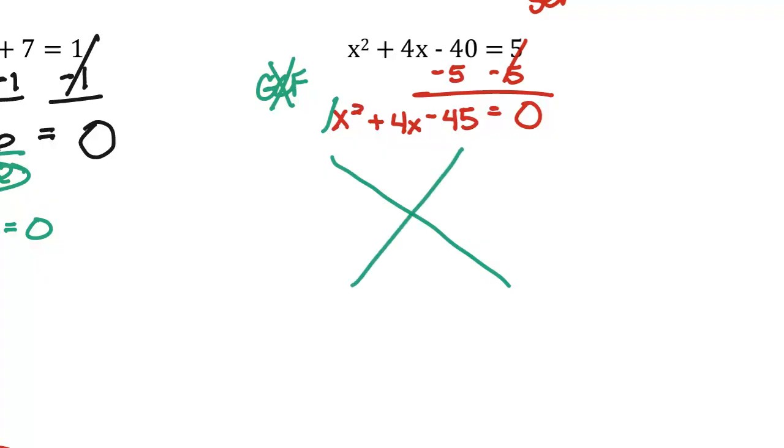So A times C. A is 1. C is negative 45, so that stays as negative 45. My B value is 4. I need factors of negative 45 that are going to add to be 4.